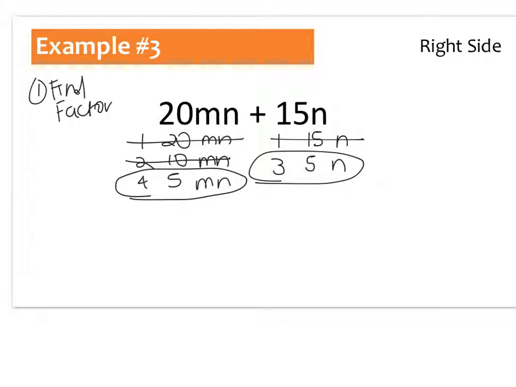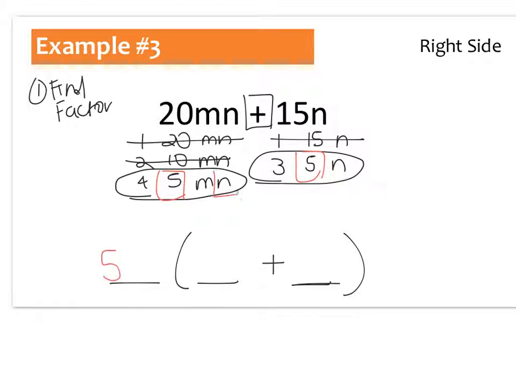So I'm going to go ahead and set up my parentheses. In this case, I have an addition sign in the middle, so I'm going to put addition in the middle and go ahead and set up. So what do they have in common? Well, they both have a 5 in common, so I'm going to put a 5. And they both have an N in common. So I'm going to put an N on the outside. And I'm going to kind of cross these out so I know that they're out.